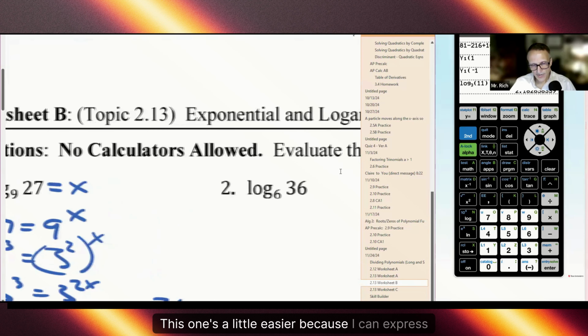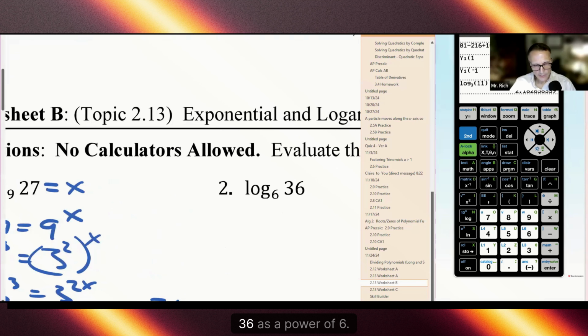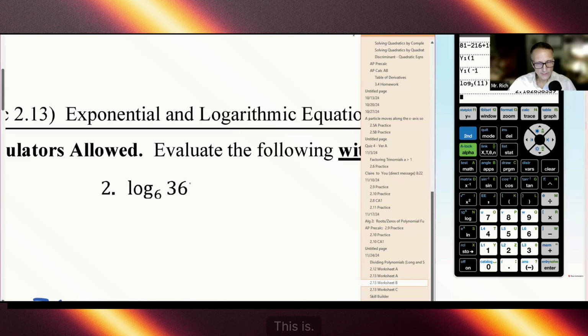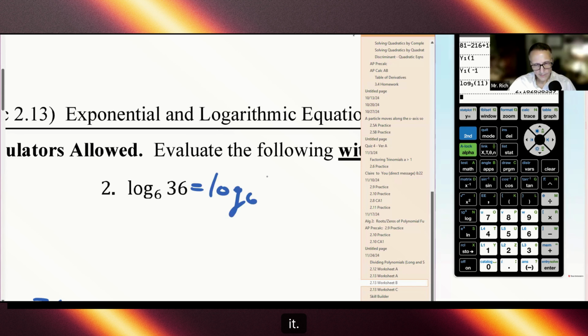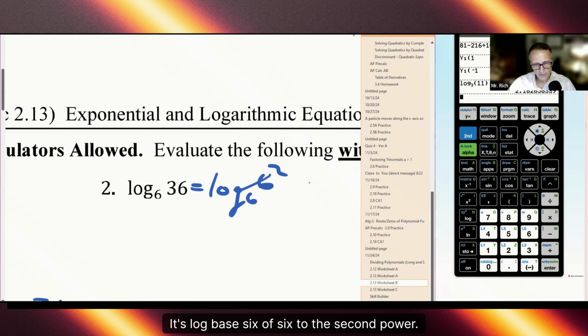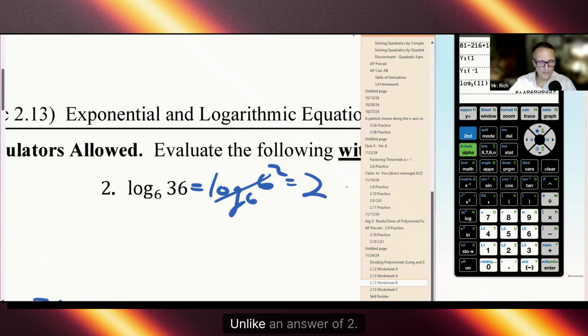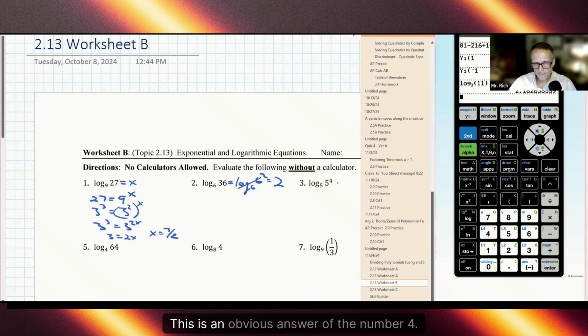This one's a little easier because I can express 36 as a power of 6. I would do this in my head, but I'm just writing it out here so you can see it. It's log base 6 of 6 to the second power. Those cancel each other out. I'm left with an answer of 2. This is an obvious answer of the number 4.